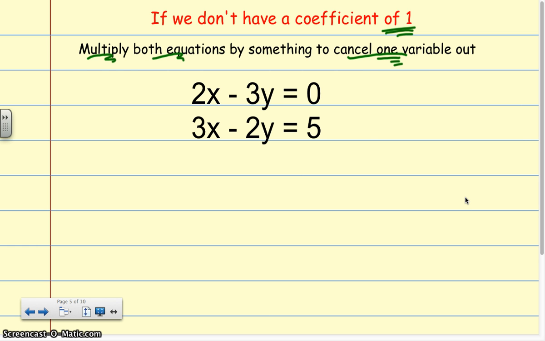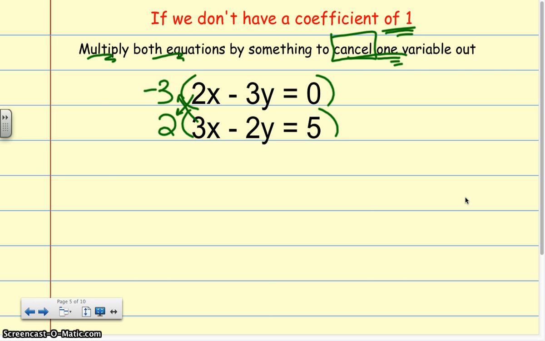Looking here, I have 2x minus 3y is 0, and 3x minus 2y is 5. I cannot cancel anything out. So I am going to make my 2 and a 3 into something. And I ask myself, okay, what do 2 and 3 both go into? And the answer is 6. So I end up multiplying this whole equation by negative 3. I chose negative 3 because I want them to be the opposite. If they're the opposite, I can cancel out. I want to multiply that by 3 and this equation then by 2.